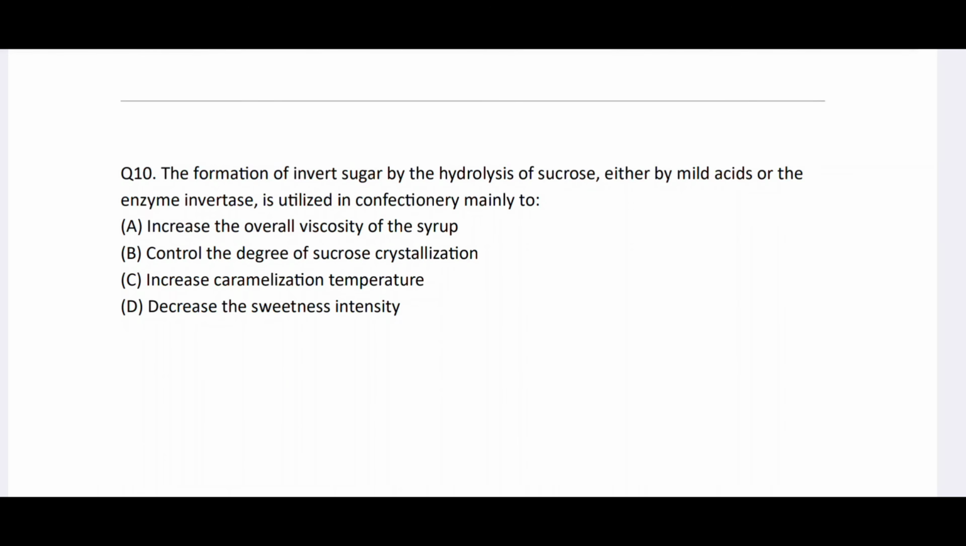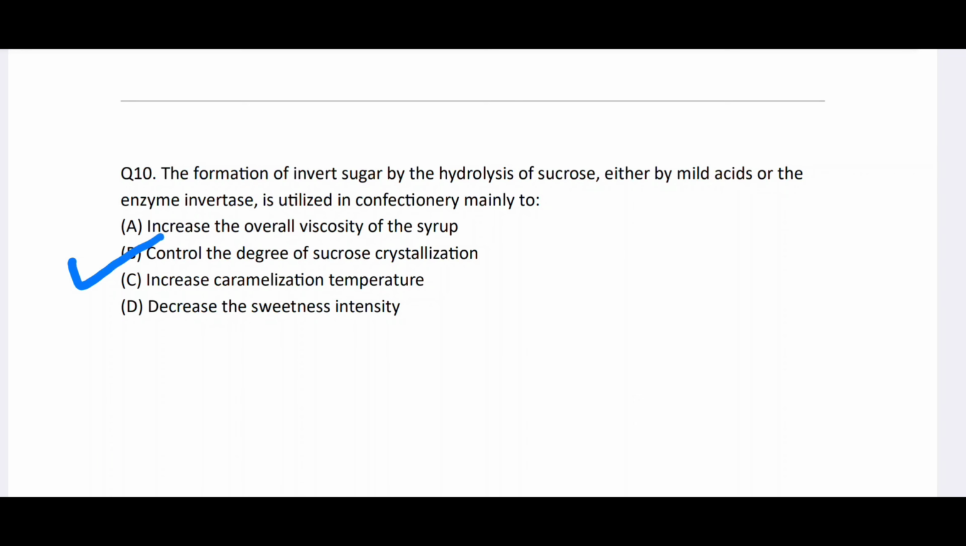Next question is, the formation of invert sugar by the hydrolysis of sucrose, either by mild acids or the enzyme invertase, is utilized in confectionery mainly to. So basically it is asking the function of invert sugar. So the right answer will be option B, which is to control the degree of sucrose crystallization.